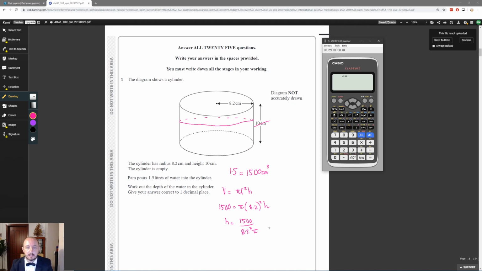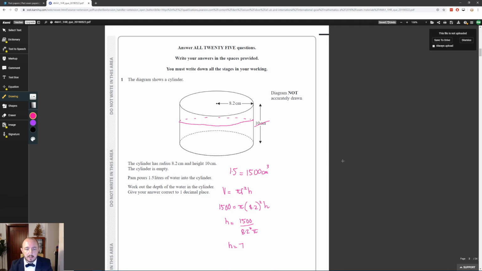So let's try that one. We've got 1,500 divided by 8.2 squared pi. 7.100. So correct to one decimal place, the height is going to be 7.1 centimetres.